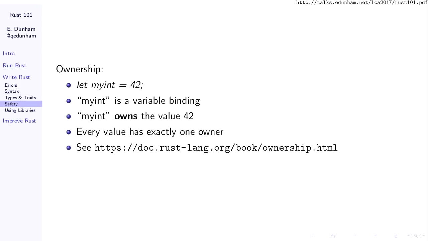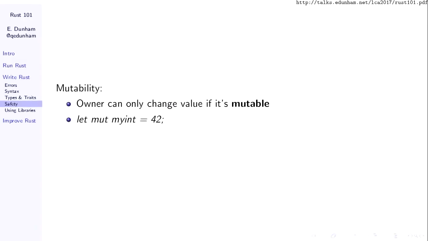So every value has exactly one owner at any point in time. You can give it away. You can change the owner of a given value, but there will only ever be one at a time. If you own a value, and then you give that value away somewhere else, and it didn't get copied, occasionally with very simple values they might be copied instead of moved, then you can't use it anymore from the previous owner. And if you want to change something, the owner can change it if it has been declared as mutable.